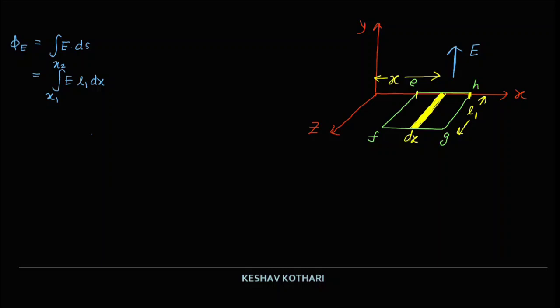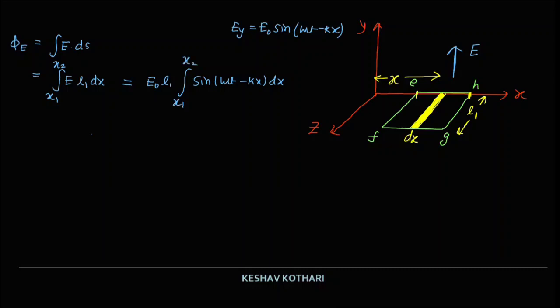So if I substitute the value of electric field variation along the y-axis, that is Ey is equal to E naught sine omega t minus kx, so if we substitute this expression, we get it as equal to E naught L1 integration of sine of omega t minus kx with respect to dx from x1 to x2.